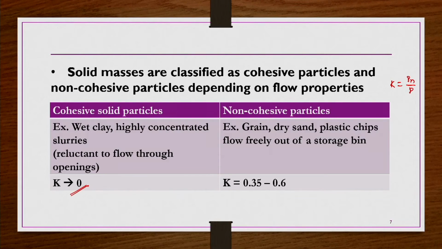But non-cohesive particles such as grain, dry sand, plastic chips, etc., flow freely out of the storage bin, and for them the K value is between 0.35 and 0.6. Now, we see storage of solids. Having known the distinctive properties of these solids, the question becomes how to store them and how to convey them. So, first we start with the storage of solids.